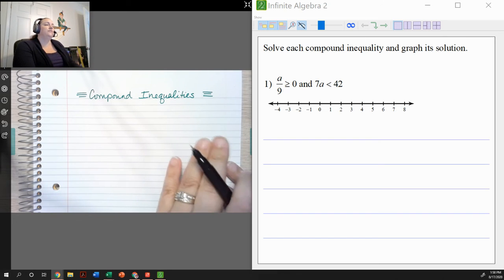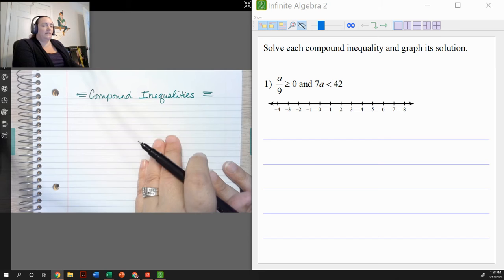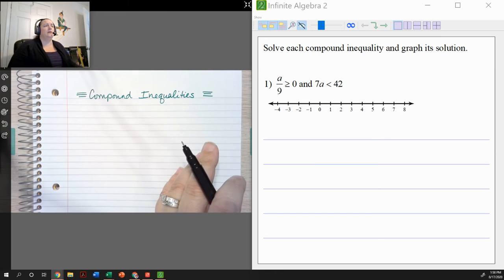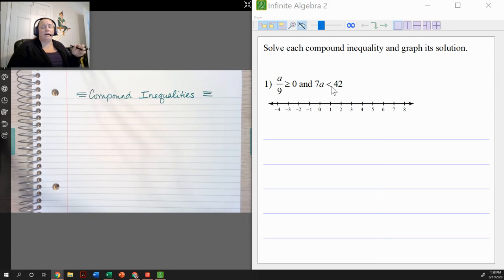So if I look here on the right, it says solve each compound inequality and graph its solution. Now let me give you some nice little hints about the infinite algebra approach to compound inequalities. You're going to have two answers because you have two inequalities. You have two separate inequalities that you'll be solving.